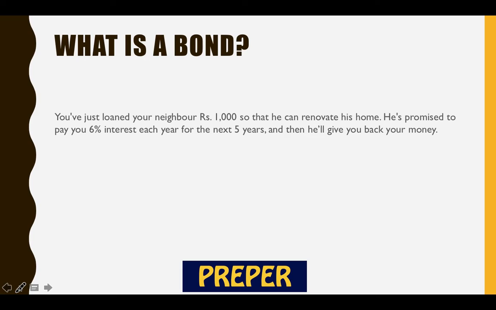So you have loaned your neighbor rupees 1,000 so that he can renovate his home. He promises to pay 6% interest each year for the next 5 years, and he will give you back your money. So this is a very simple way of understanding bonds, right? So in place of your neighbor, let's have a government. In place of rupees 1,000, let's have some crores of rupees, and the rest remains the same, right?